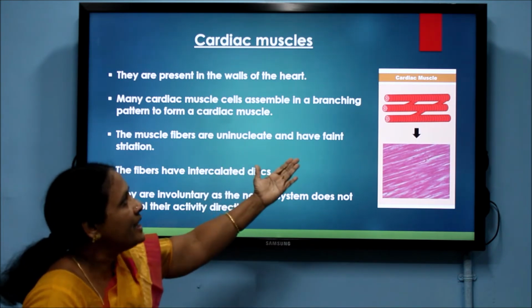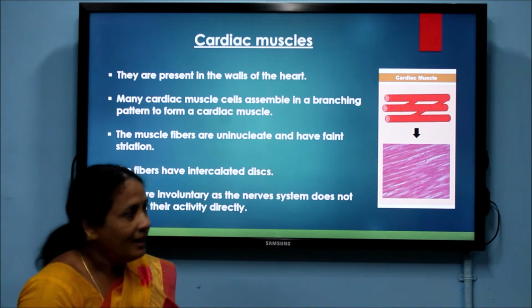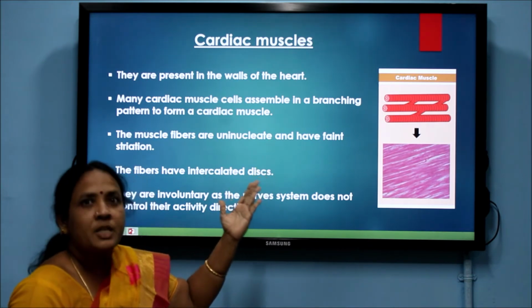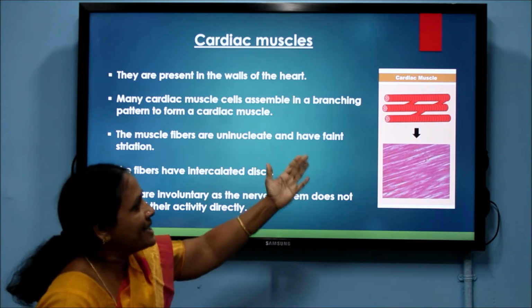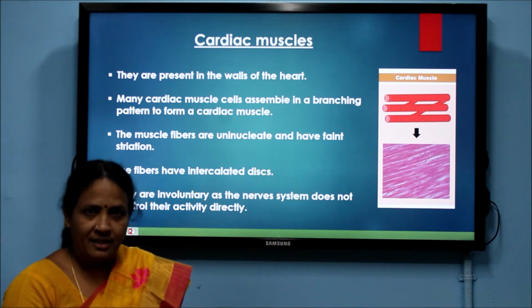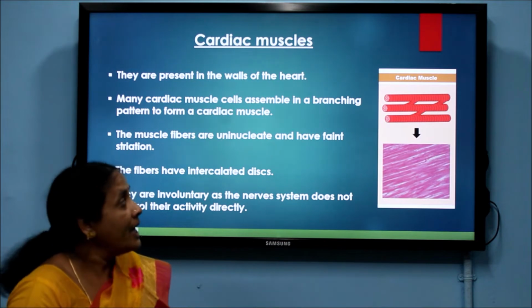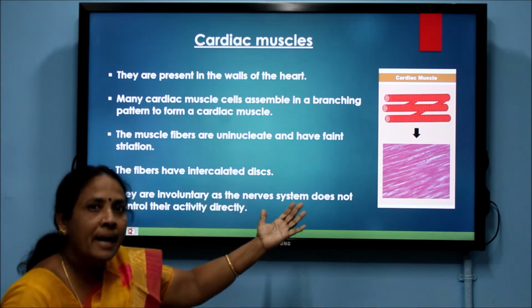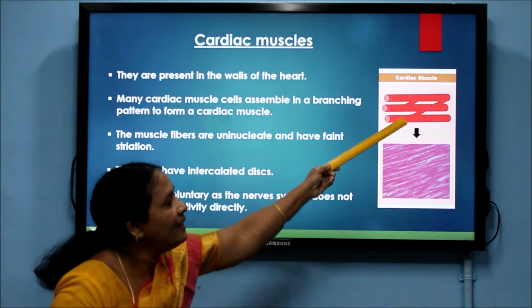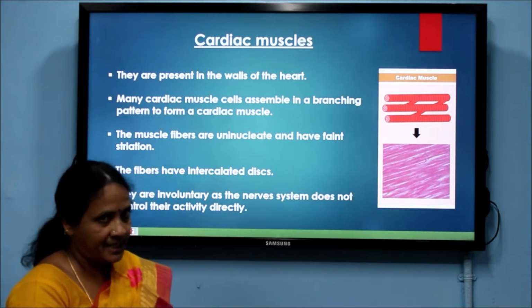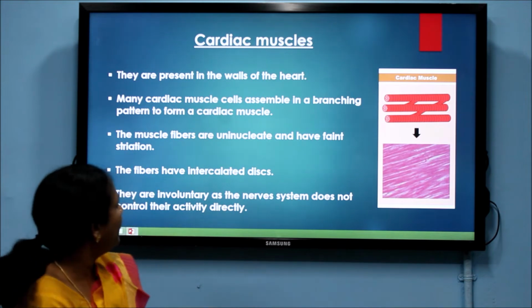So structurally we will see they are also cylindrical. But one special characteristic we can see here, in between these two muscle cells, there is a connection, so that these cardiac muscles are branched. This branched portion is said to be the intercalated disc.